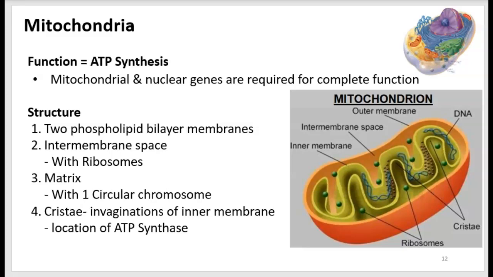Notice that the intermembrane space contains ribosomes. Those are labeled, they're green little balls. And this enables the mitochondria to synthesize proteins. Now, the proteins are usually enzymes needed to make the ATP, which is the main function of the mitochondrion. So therefore, mitochondria can do protein synthesis.